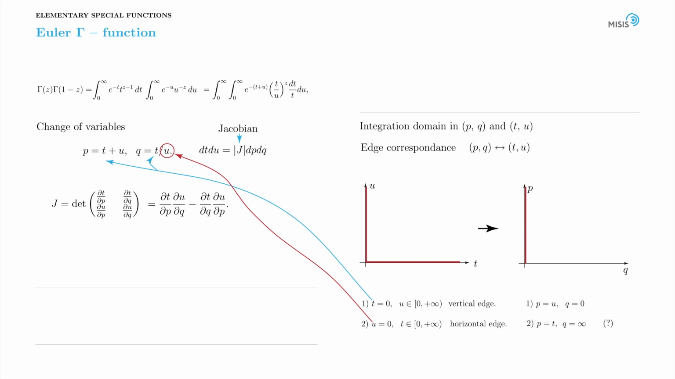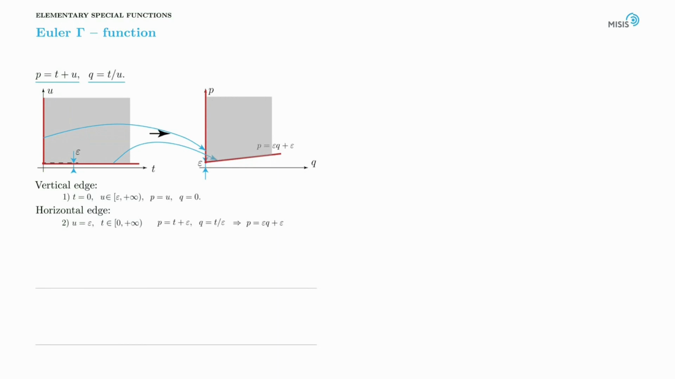region upward slightly. So, here is our shifted region. Let's see if our shift helps to regularize anything. First, we trace the fate of the vertical edge. Now its equation is t equal to 0 and u running from epsilon to plus infinity.